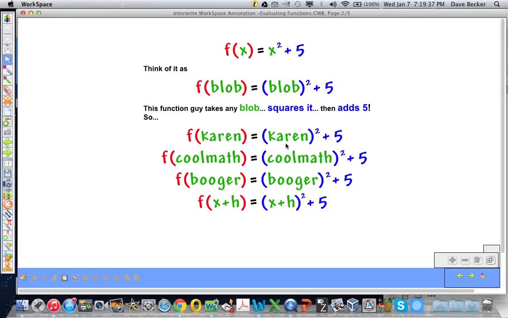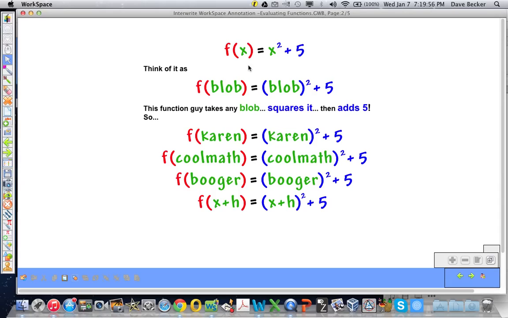Or f of Karen would be Karen squared plus 5. F of cool math equals cool math squared plus 5. F of booger equals booger squared plus 5. That's sad, really. And then here is where people just get all bent out of shape.